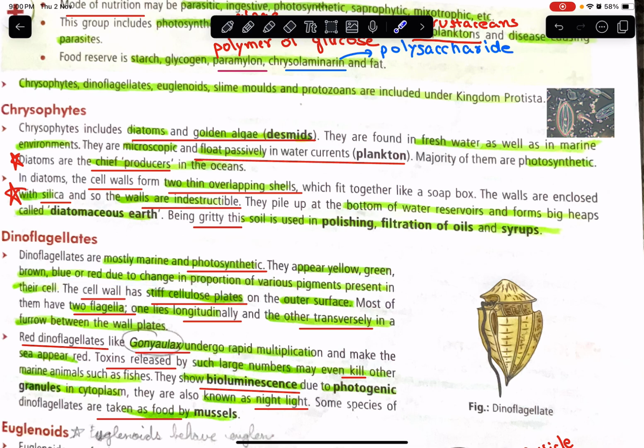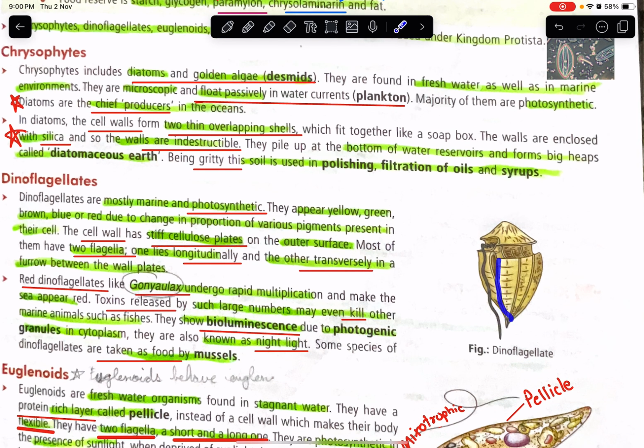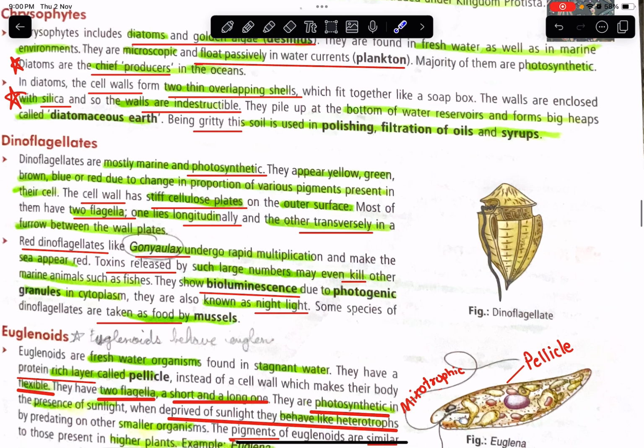Dinoflagellates, their cell wall has stiff cellulose plates. You can see here, stiff cellulose plates are there in the cell wall, on the outer surface. Most of them have two flagella. One is longitudinal and the other one is transverse, which lies in the furrow between the wall plates. So here is the longitudinal flagella, and the other one will lie in the furrow between the two wall plates.